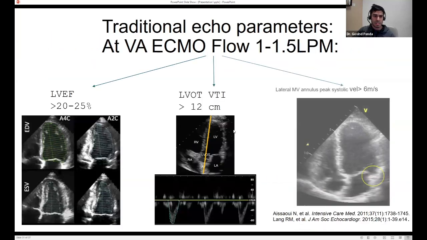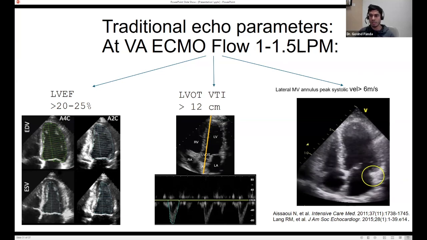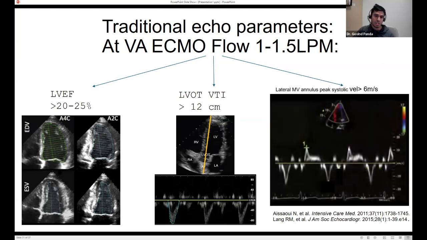Some of the parameters that have been studied are LVEF greater than 20 to 25%, LVOT-VTI, a surrogate of our stroke volume and cardiac output, greater than 10 to 12 centimeters, and our lateral mitral valve annulus peak systolic velocity greater than 6 centimeters per second, which is the velocity of this tissue measured with tissue Doppler. And this is at a VA ECMO flow of about 1 to 1.5 liters, so a reduced flow to assess the native heart function and these parameters. Patients who met these criteria were much more likely to successfully wean off ECMO.